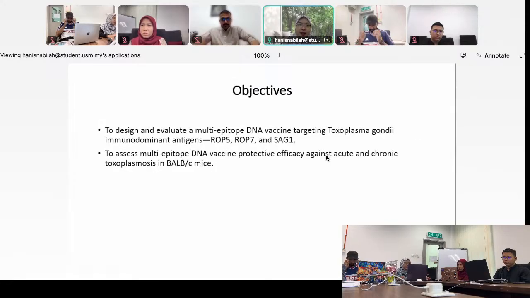For the objective, to design and evaluate a multi-epitope vaccine targeting Toxoplasma gondii immunodominant antigens ROP5, ROP7, and SAG1, and to assess the multi-epitope vaccine's protective efficacy against acute and chronic toxoplasmosis in BALB/c mice.